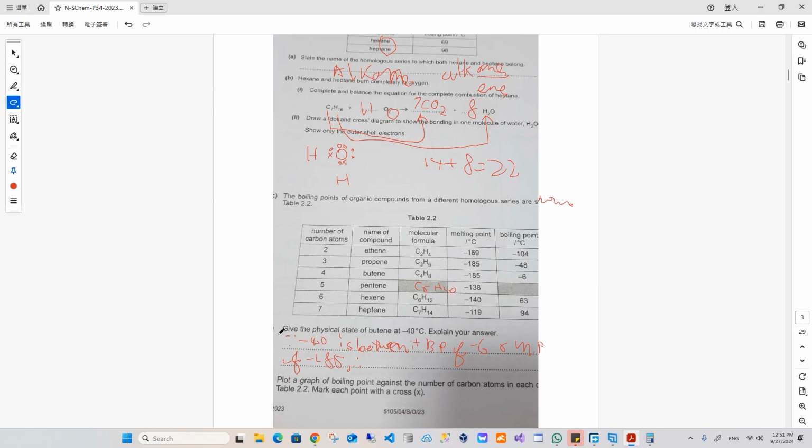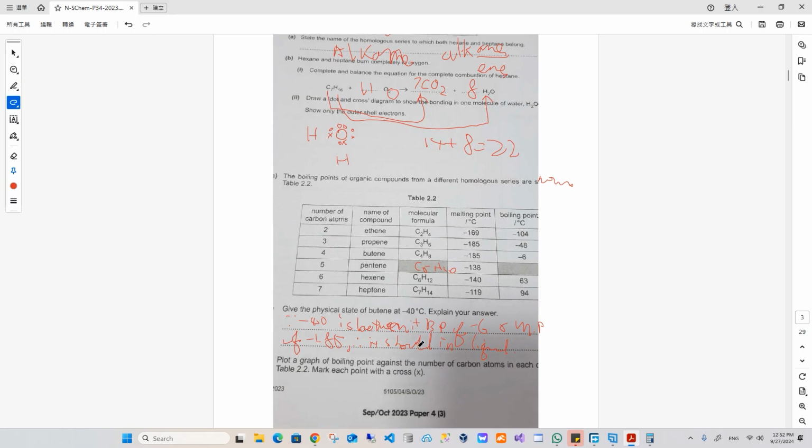Okay, you put the English word "since", so I don't need "therefore". Otherwise you can just say this sentence, then comma, therefore. Don't use "because" and "therefore" together, don't do redundancy. Anyway, so, as a result, things like that. So it should be in the liquid state, or just say it's a liquid. The physical state is liquid.